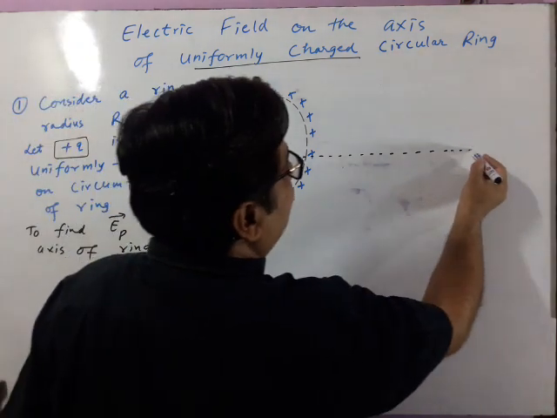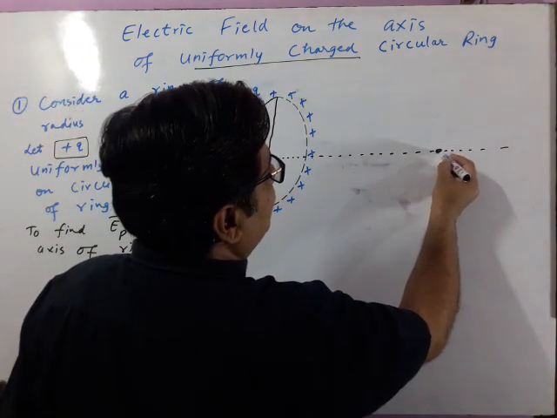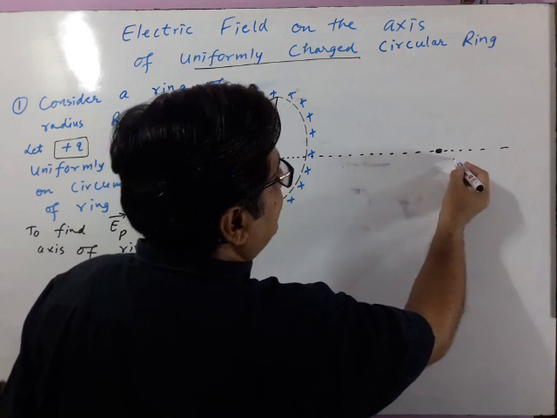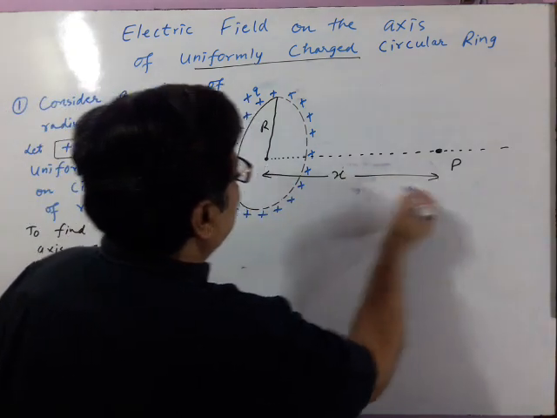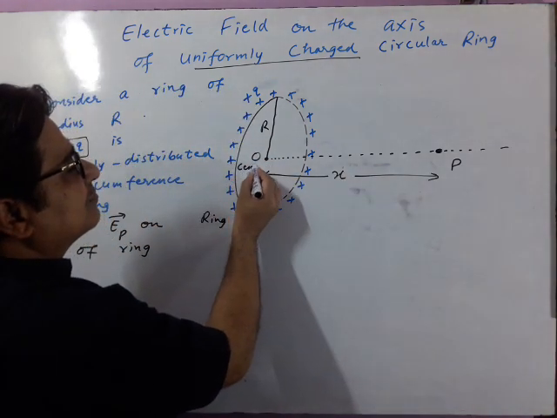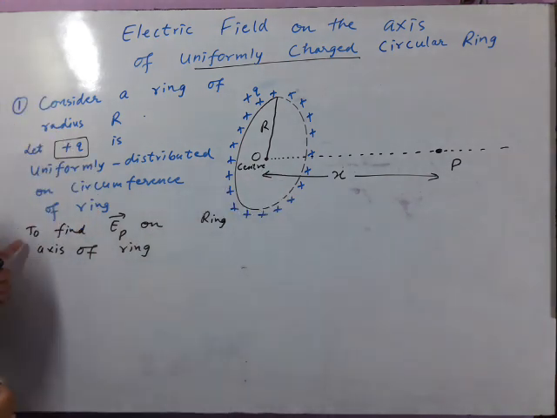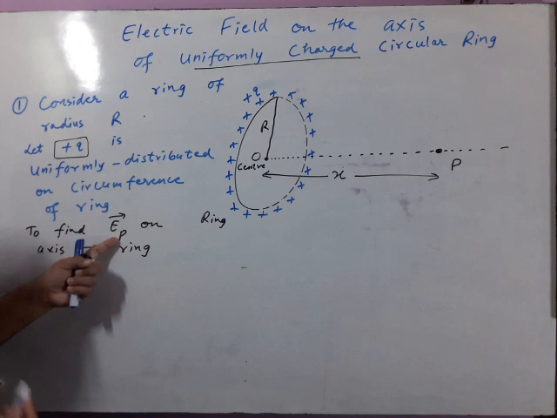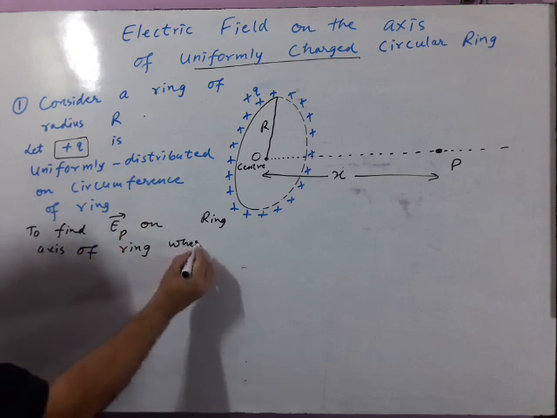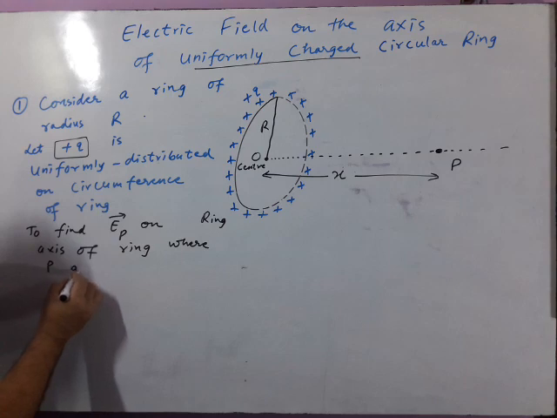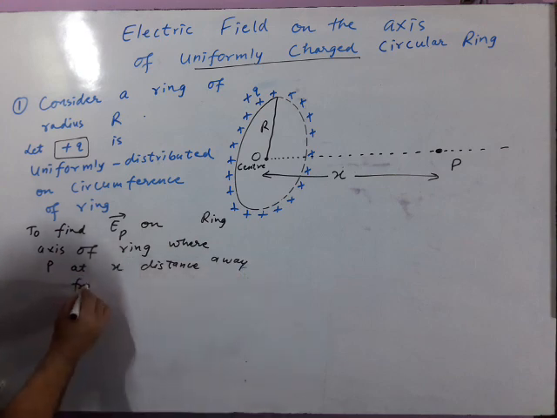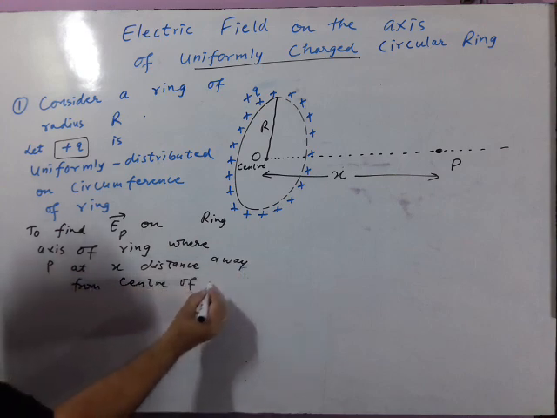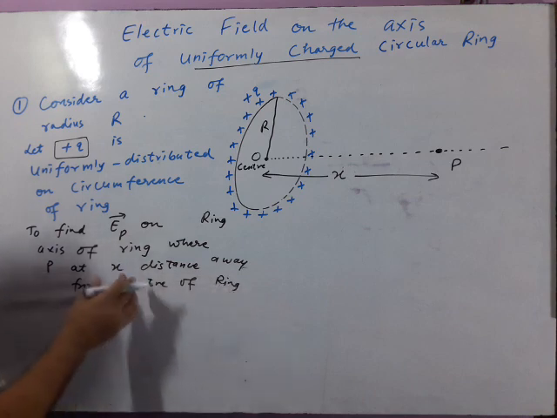Now on this axis of the ring, we want to find the electric field intensity at any point P at a distance x from the center of the ring. To find the electric field at any point P on the axis of the ring, where P is at x distance away from the center of the ring. See, this is point number 1, theory of the derivation.